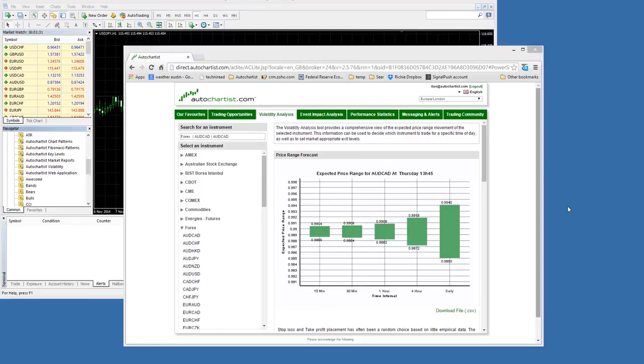Very few of us can actually set stop losses and take profits which are based on market volatility, which are appropriate to the current market conditions. And so that's what I'm actually going to talk to you about today.